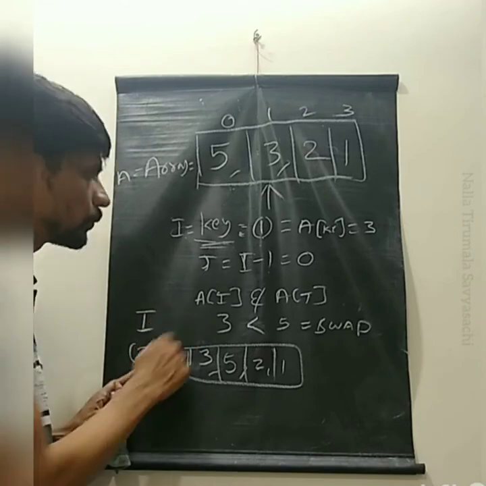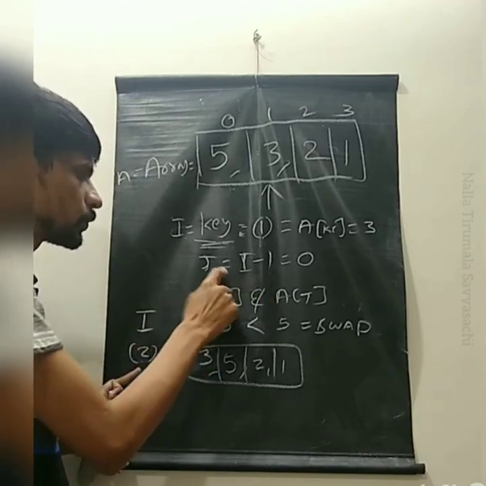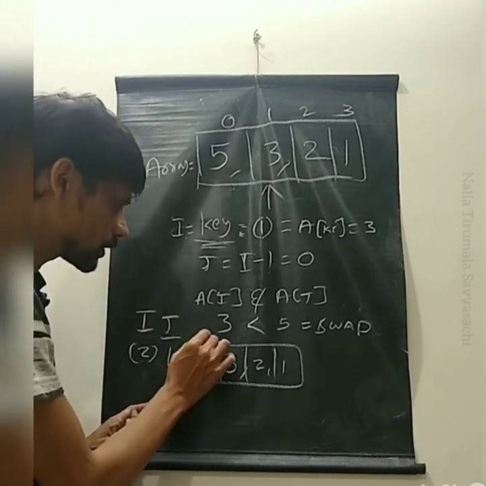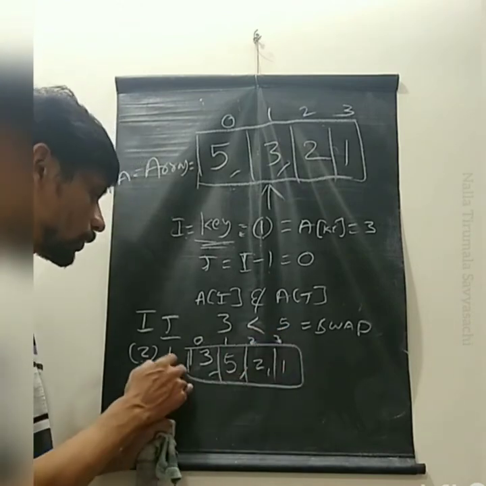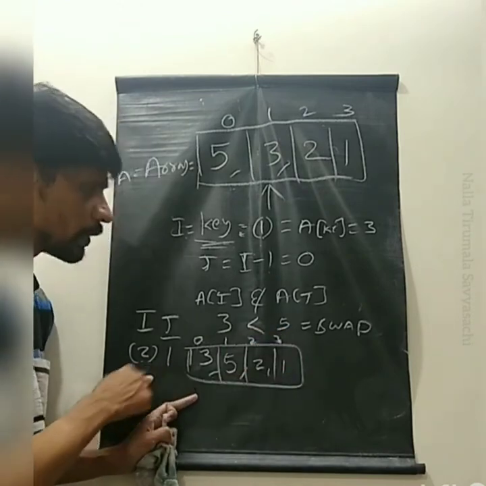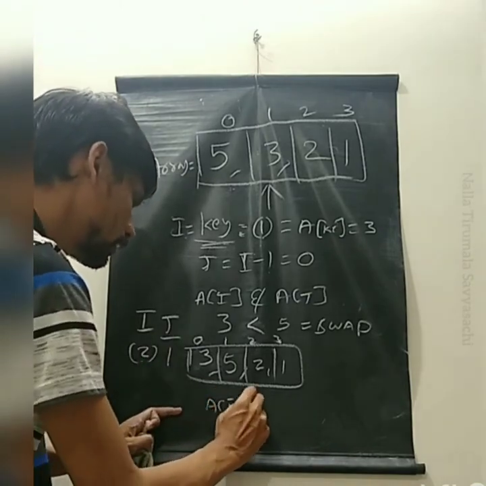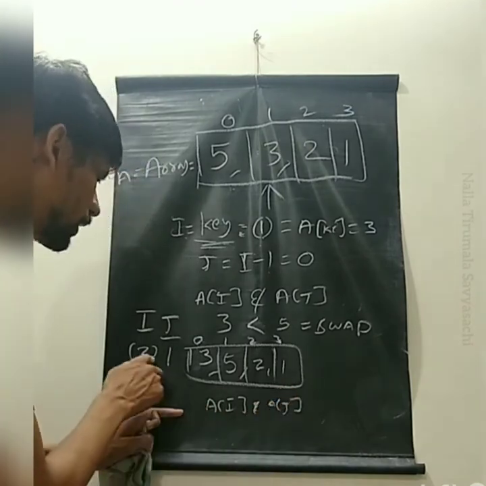When I is 2, what will be J? J equals I minus 1, right? So my J value will be 1. These are my indices 0, 1, 2, 3. So what exactly will we do? Now we will apply the same rule, comparing A of I and A of J.